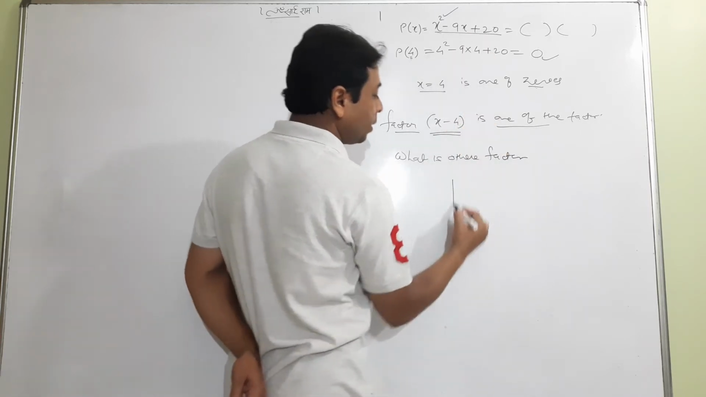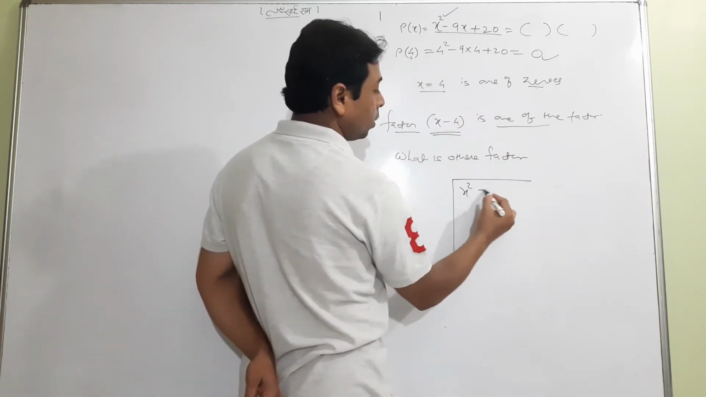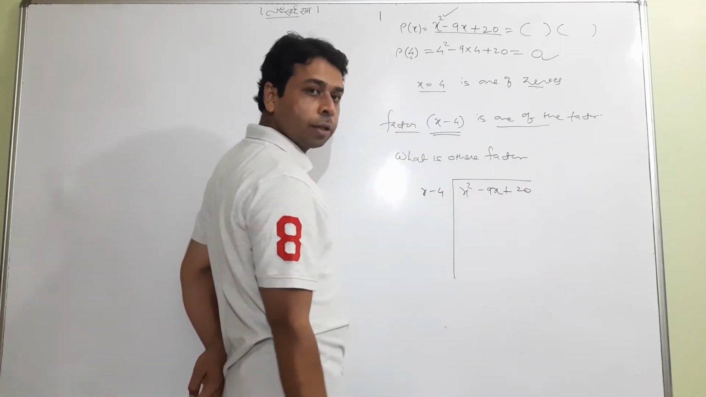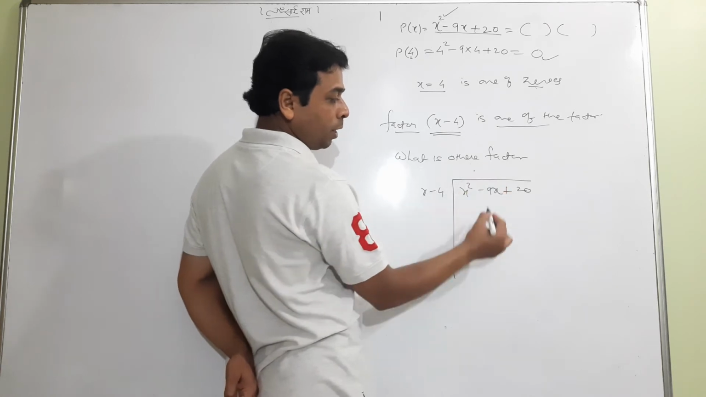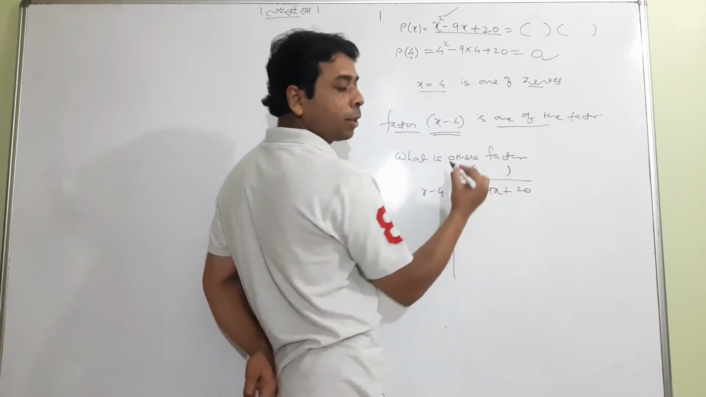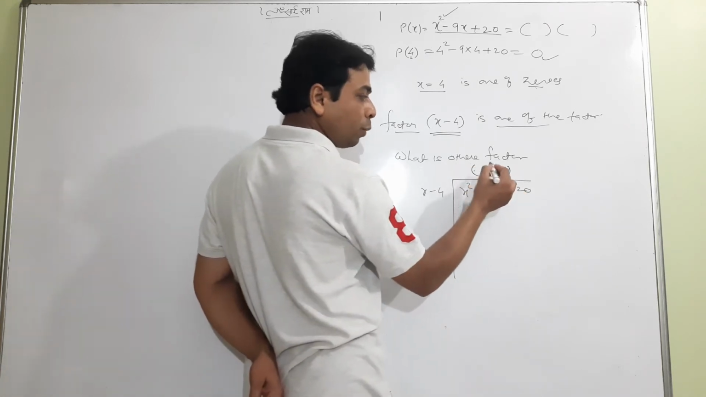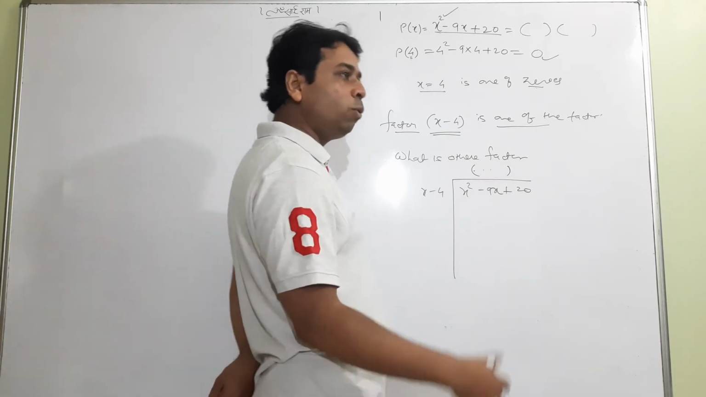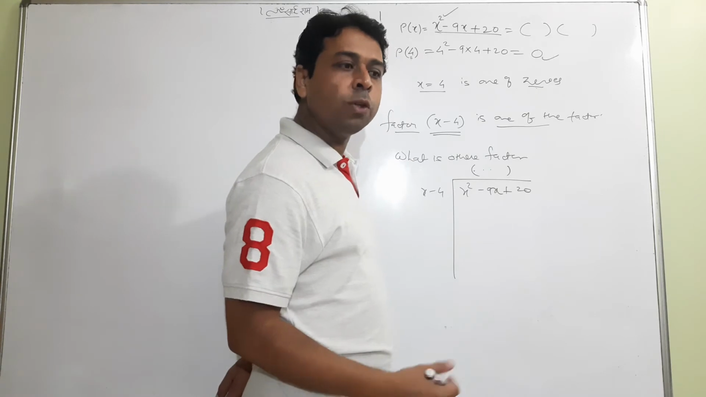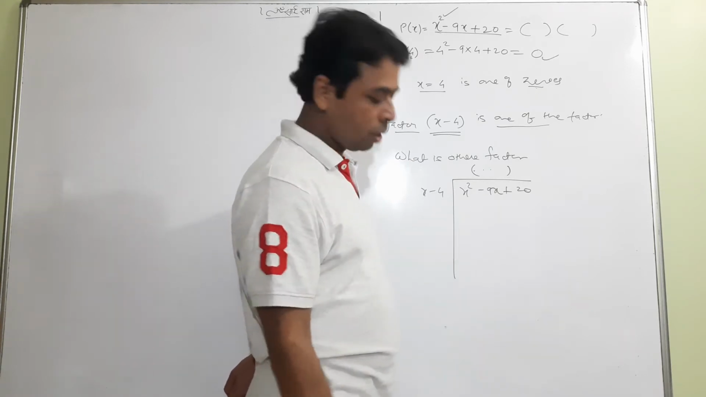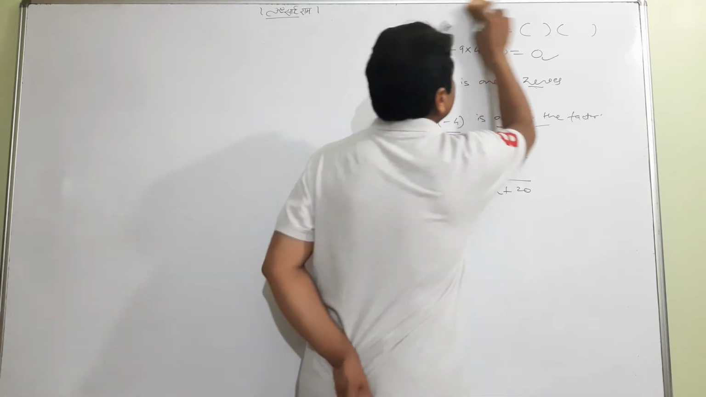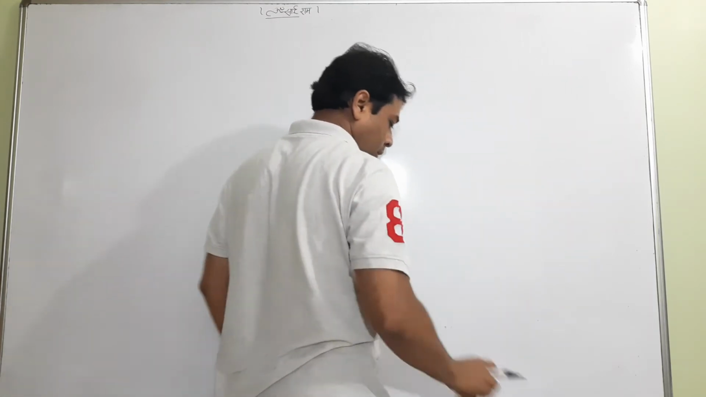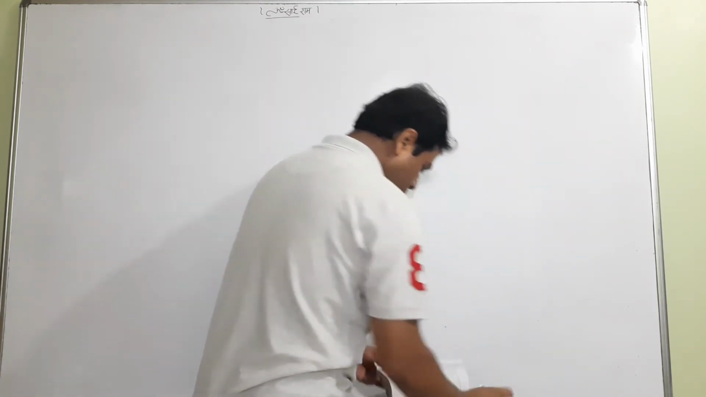We will divide this polynomial by the obtained factor. Whatever the quotient will come here, that will be the other factor. When you know the factor, you can get the zero. Simplicity is there in the words: when you know the zero, you can find the factor, and when you know the factor, you can find the zeros. So now you have got all the things till now. So let me come to some questions and then I'll move on.